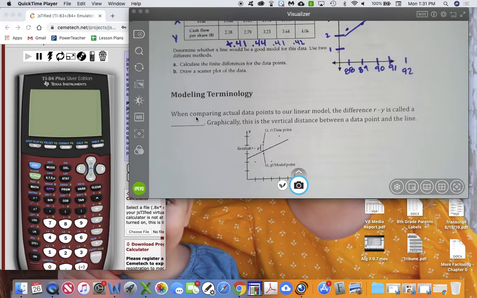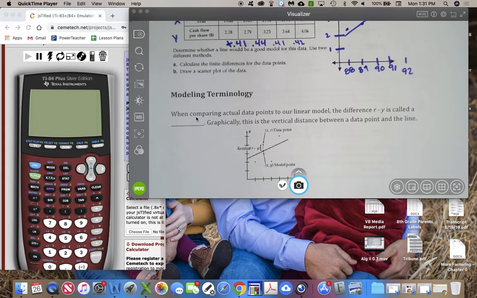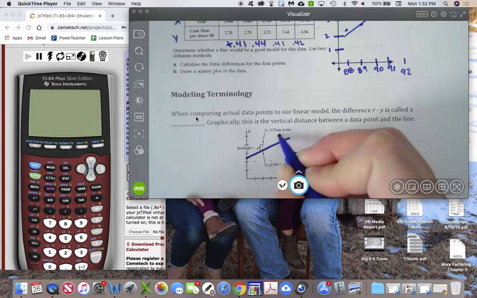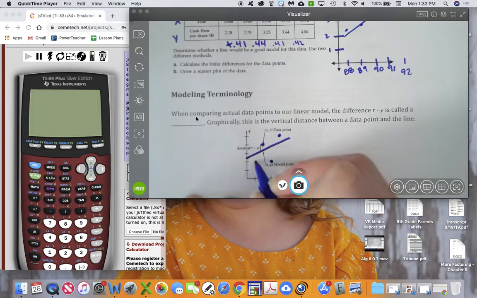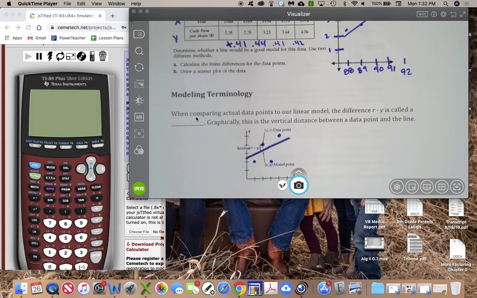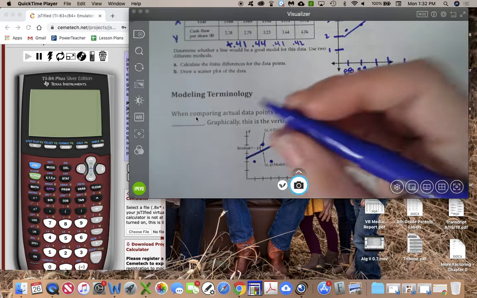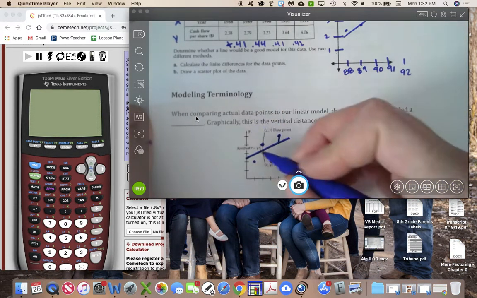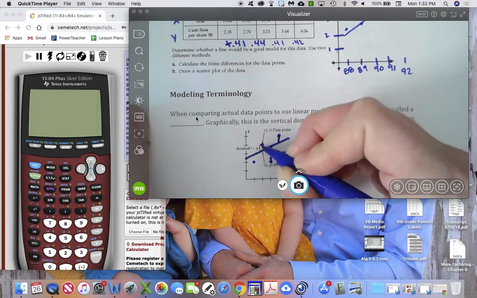So modeling terminology, when comparing actual data points to our current linear model, the calculator drops a line in there. So here's my line that the calculator is going to drop in here. And here is a dot, and here is a dot, and here is a dot, and here is a dot, okay? So those dots are not fitting on this straight line, right? But that's going to be the best line that's going to be awfully close to all those dots. So here's what the calculator does. It drops a line in there, and then it measures the distance from here to here, that vertical distance. It measures the distance from here to here, and so on for each dot.